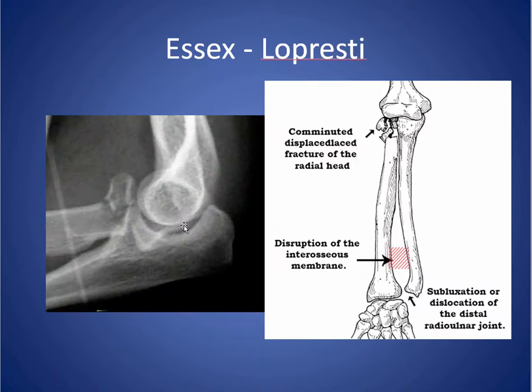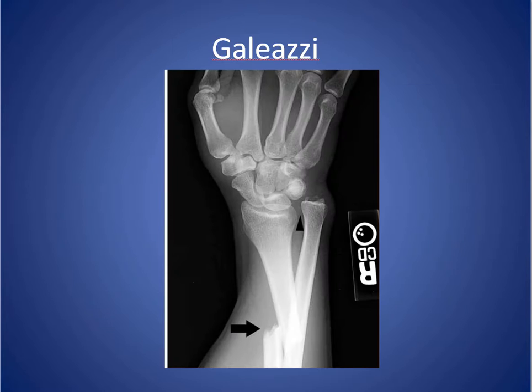The Essex-Lopresti fracture occurs when there's a radial head fracture that also involves disruption of the distal radio-ulnar ligament. So when you see widening of the distal radio-ulnar joint concomitant with a radial head fracture, that's an Essex-Lopresti injury. And then the Galeazzi fracture is a distal third radial shaft fracture which occurs with disruption of the distal radio-ulnar joint. So those are just three of the eponymous forearm fractures which we commonly encounter.